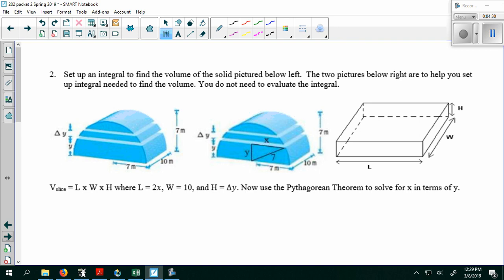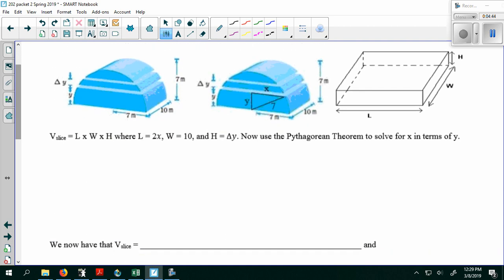Okay, this one, set up an integral to find the volume of the solid, pictured below left. The two pictures below right help us set up the integral needed to find the volume, but we do not need to evaluate the integral, just set it up. Okay, so I'm looking at this picture right here. It looks like a cylinder, or half a cylinder, but I'm going to calculate its volume by slicing it vertically. So my slices kind of look like boxes, like a shoe box. It is a little bit curvy, but if you make it really, really small, the curviness becomes less important.